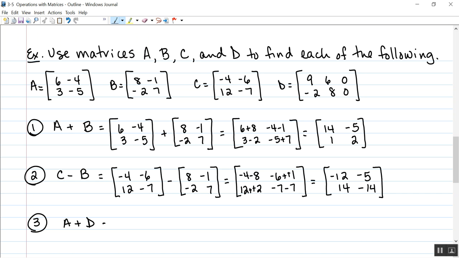And A plus D. Matrix A is 6, -4, 3, -5, and matrix D, 9, 6, 0, -2, 8, 0. And you'll notice that they do not have the same number of elements. A is 2 rows by 2 columns. Matrix D has 2 rows and 3 columns, so it is not possible to add these two.